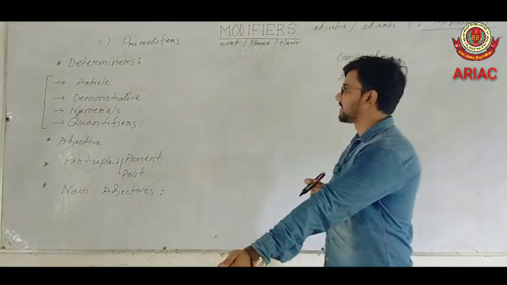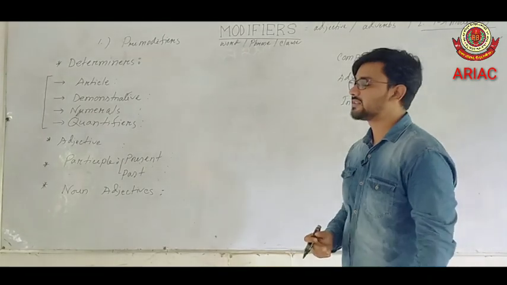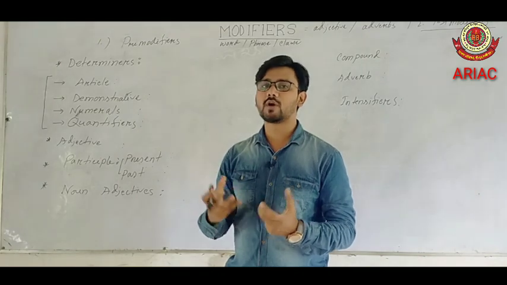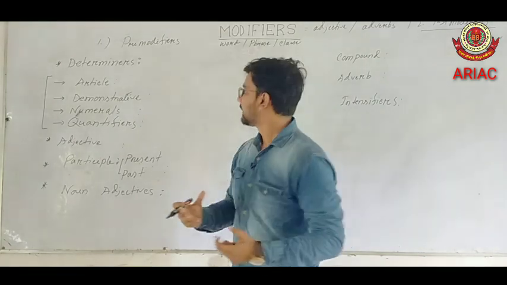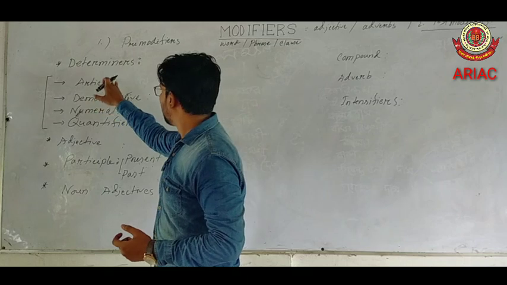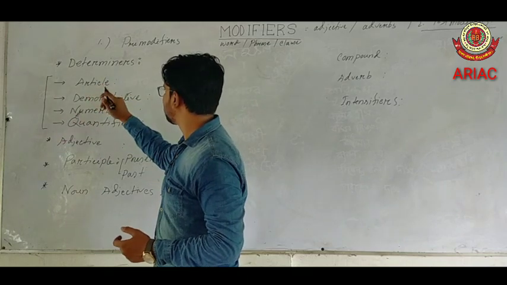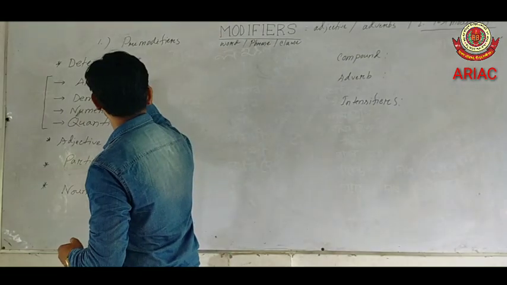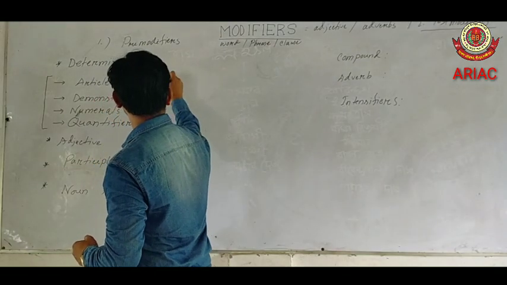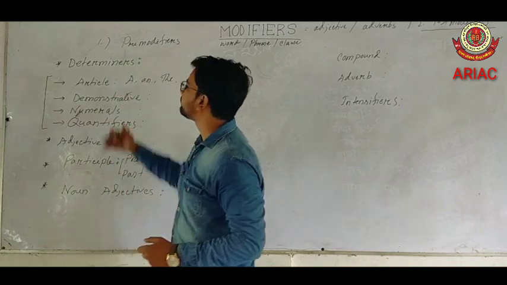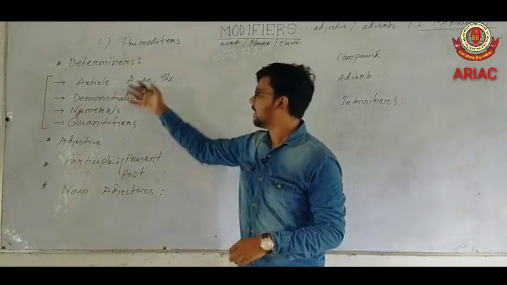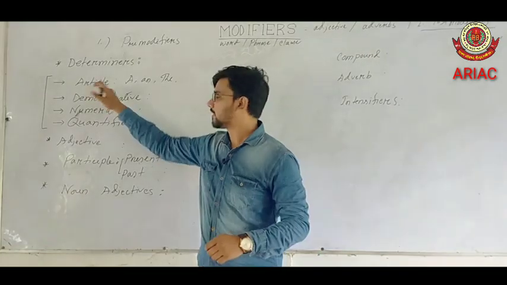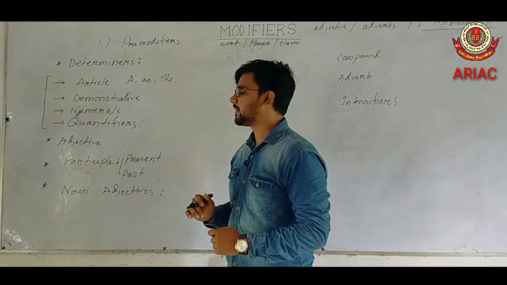The first one is determiners. What is a determiner? Determiners are used to specify something, to specify a noun. Let's explain determiners. The first one is article. We all know what articles are: a, an and the. So if we use determiners to pre-modify the noun, we have to think of articles first.